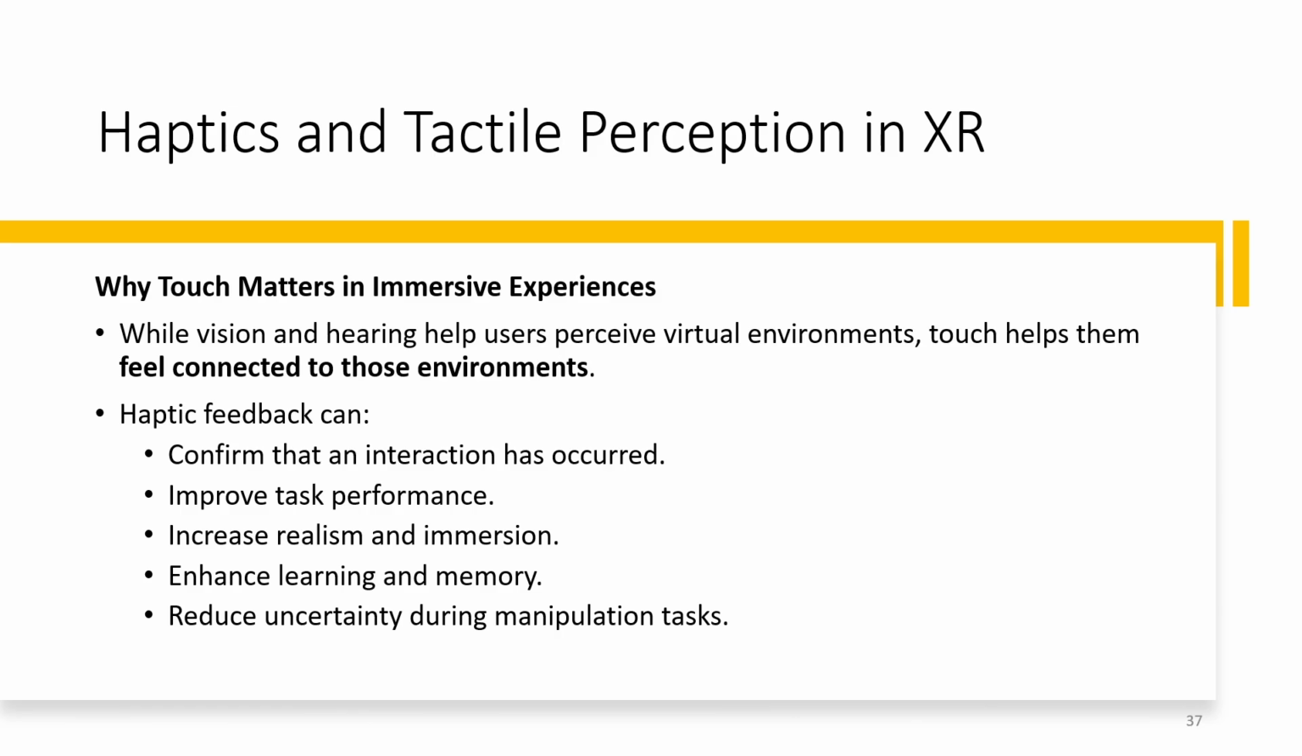Finally, we come to haptics and tactile perception in XR. Touch matters in immersive experiences, because while vision and hearing help users perceive virtual environments, touch helps them feel connected to those environments. Haptic feedback can confirm that an interaction has occurred. It can help improve task performance. It can increase the realism you have, because in the real world you do experience a lot of touch. It can enhance your learning and memory of tasks that you are doing within the virtual world. It can also reduce the uncertainty during manipulation tasks.